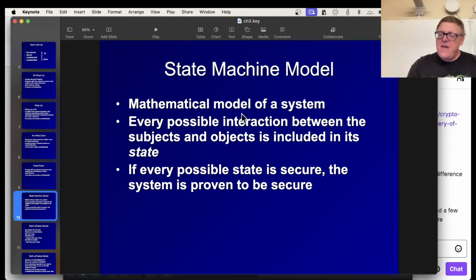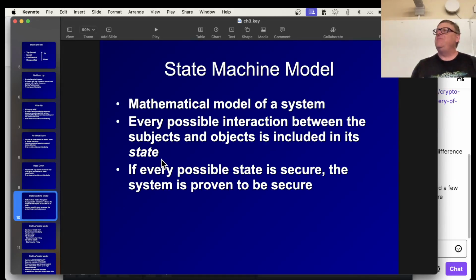All right, now there's a state machine model where you have a mathematical model of your system, all the files and all the users and such, and you have interaction between them, and that's a state. And a certain state is when certain users are accessing certain documents, and when users access different documents, that's a different state. And so what you want to do is arrange a security system so every possible state is secure. And every attempt to reach an insecure state, such as a low clearance person reading a high clearance document, you have controls that will block that.